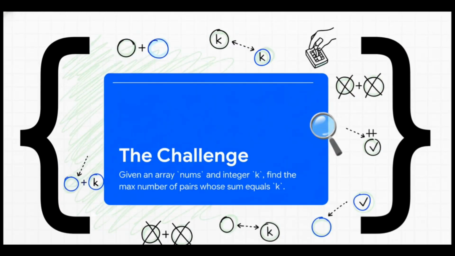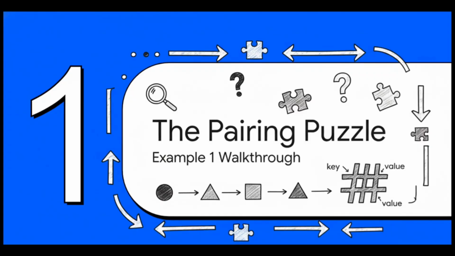So here's the official challenge. You're given a list of numbers and a target value we'll call k. Your mission is to sift through that list, find two numbers that add up perfectly to k, pull them out, and count that as one operation. The goal is to find out the absolute maximum number of times you can do that. The best way to really wrap your head around this is to just see it in action. So let's dive right into our first example.